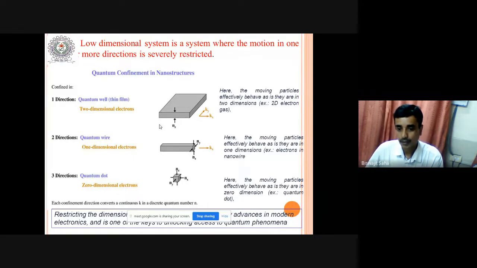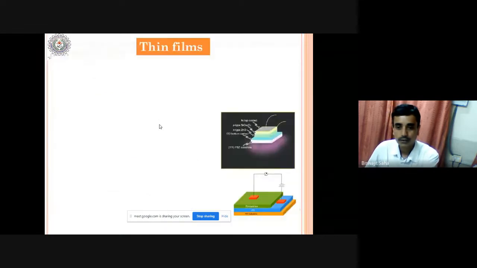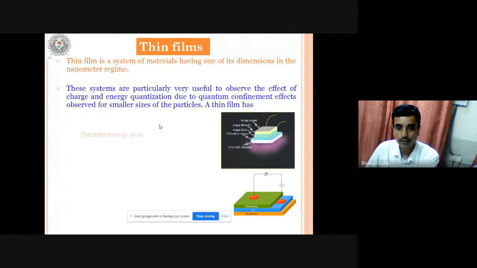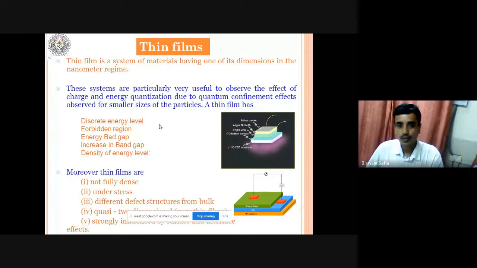Because the electron is a subatomic particle, its dynamics is controlled by quantum mechanics. We all know the well-known Schrodinger equation, by which we can find the wave function, and then we can analyze its different energy states. Okay, so after that, let us move to the thin film part, because this program is mainly on low dimension materials and thin films and techniques for preparation of thin films. So all these things we shall see one by one.